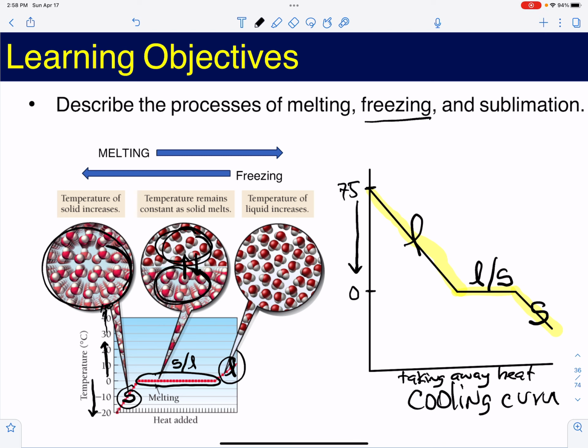So any question at this point? I wish you could ask. What about sublimation?